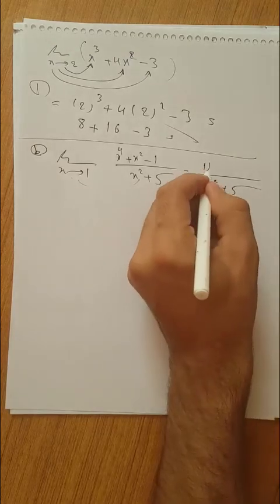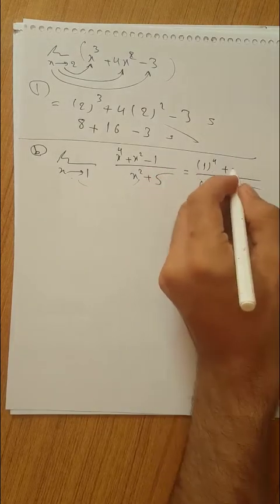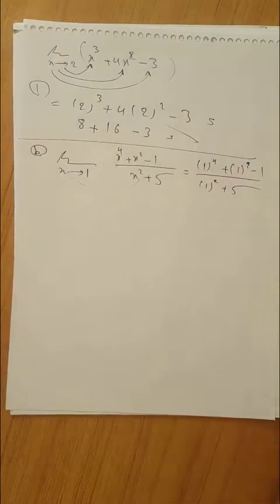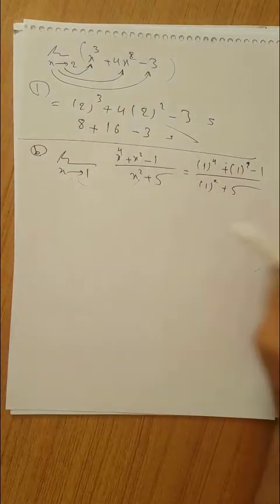Something like that. How about the numerator? The numerator also will get this one. Okay, dear, so do it for yourself. 1 over 1 plus 5 is equal to 1 over 6.